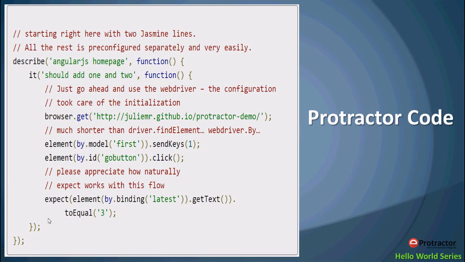Okay, so again, if you see one more differentiation here between Selenium and Protractor coding, expect, directly you can compare element dot get text versus your expectation. So you don't have to write assert and you don't have to write the JavaScript anonymous function. Simply one line, expect a comma b, which means I expect a to be value of b.